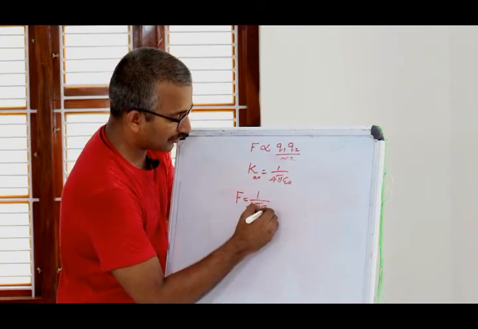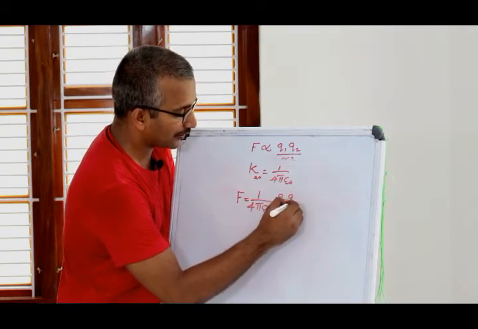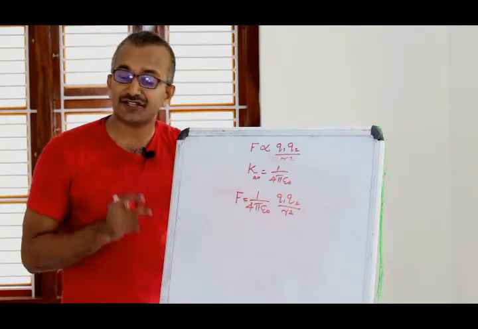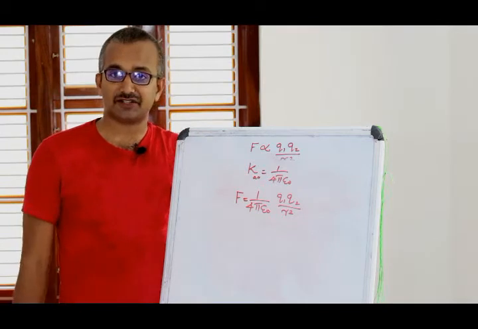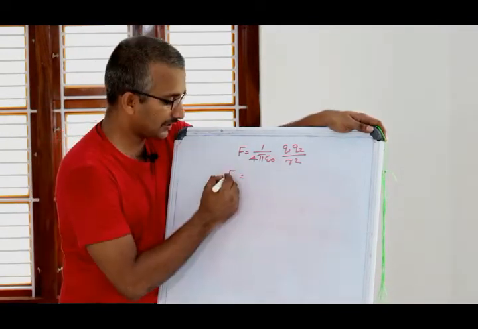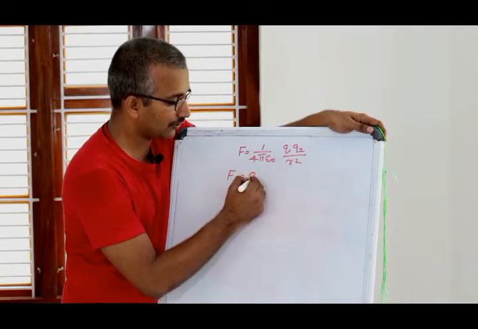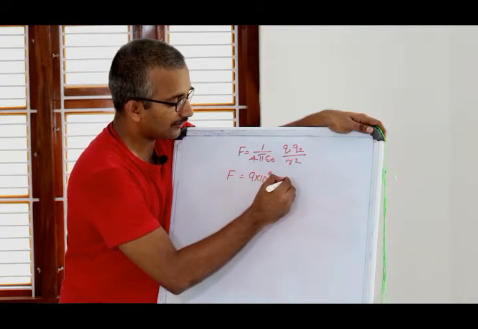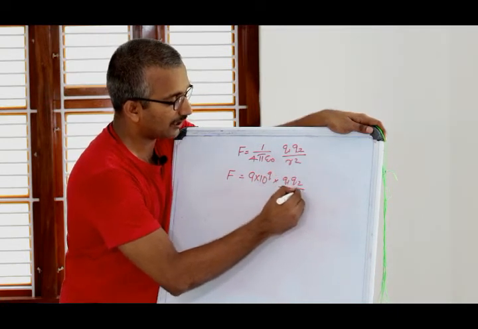4 pi epsilon 0 into Q1 Q2 by r square, where this epsilon 0 is called the permittivity of free space. By putting the value of pi and epsilon 0 in the equation, F is almost equal to 9 into 10 raised to 9 into Q1 Q2 divided by r square.